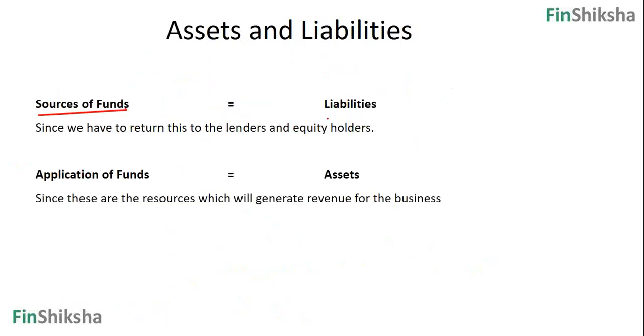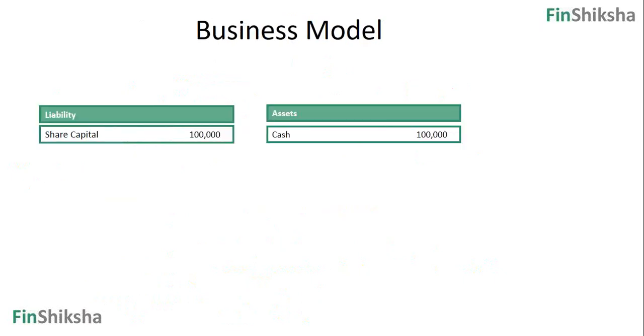Sources of funds are basically liabilities, since we have to return this to the lenders and equity holders. Application of funds is assets, since these are the resources which will generate revenue for the business, right? That's the broader context. Now, while we are at it, let's try and understand how the business model works.